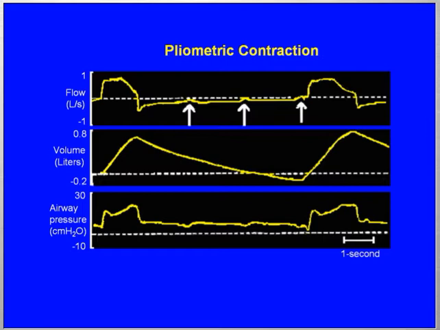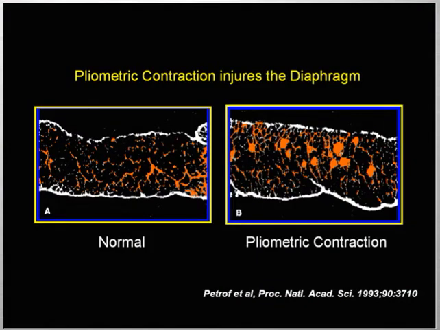What it means is that the inspiratory efforts are occurring at a time when the lung volume is dropping, or at a time when the diaphragm is actually lengthening. Such a contraction, or plyometric contraction, can be damaging. And this is shown in rat studies by Petrov and colleagues back in 1993, in which they did the study for a different reason, but these were actually the control rats, which were contracting normally, versus during plyometric contraction. And this is an orange stain used to show disruptions in the sarcolemmal membrane, suggesting that plyometric contraction can lead to swelling and injury of the sarcolemma and the diaphragmatic muscle.